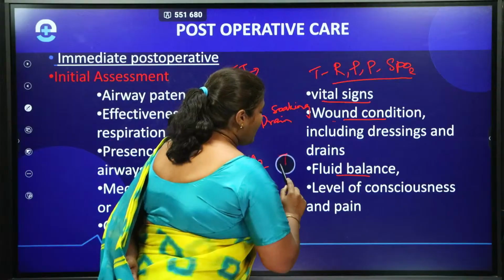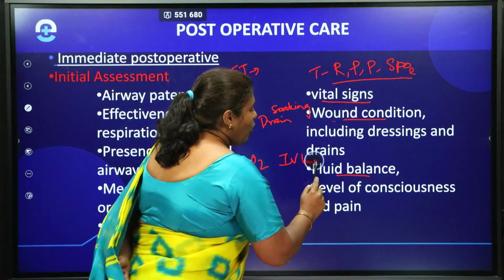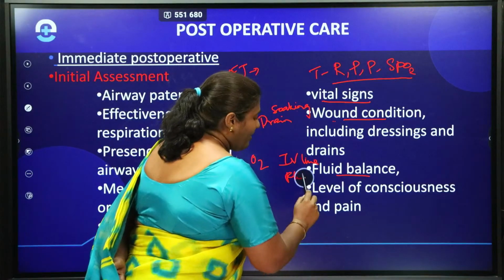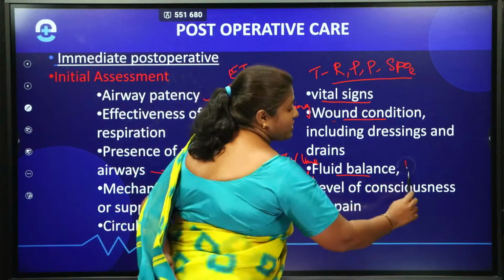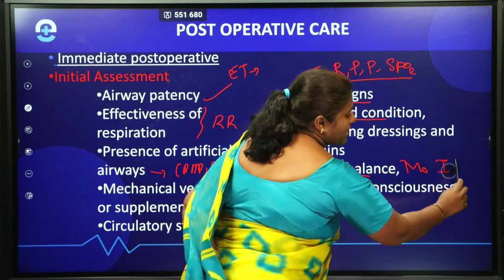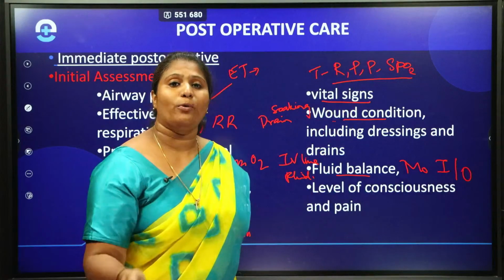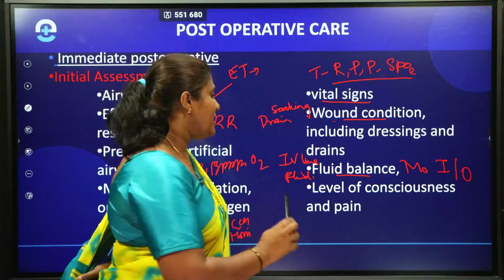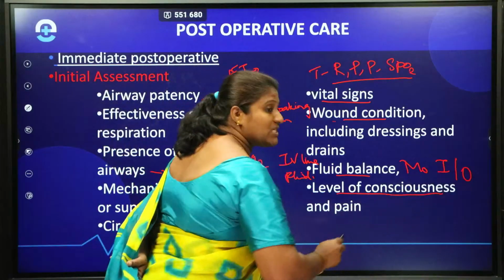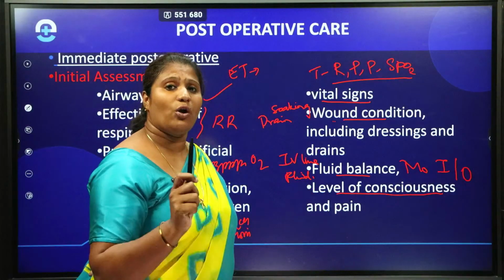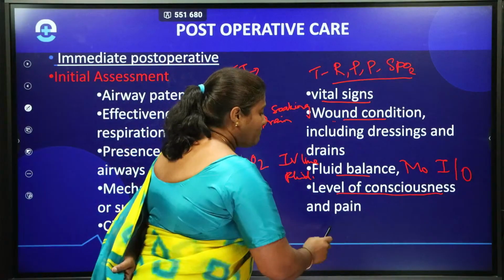Fluid balance, IV line: how much fluid has to be given, everything you need to check. Especially monitor the IO chart, the intake and output chart: how much you are giving, how much the urine output is, everything you need to check initially. Then level of consciousness, whether the patient is conscious or not, you need to check it out.